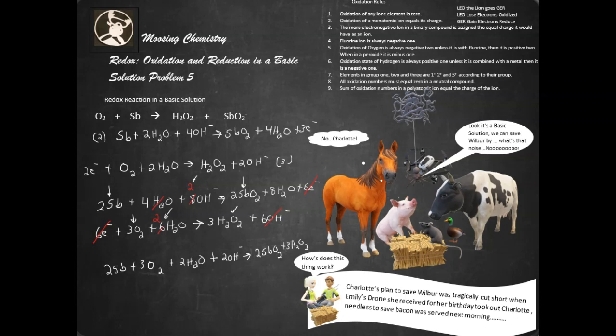So I'm going to rewrite the whole equation to make it look better down here. 2Sb plus 3O2 plus 2H2O plus 2OH negative yields 2SbO2 plus 3H2O2. Pretty amazing, and that's our correct answer right there.